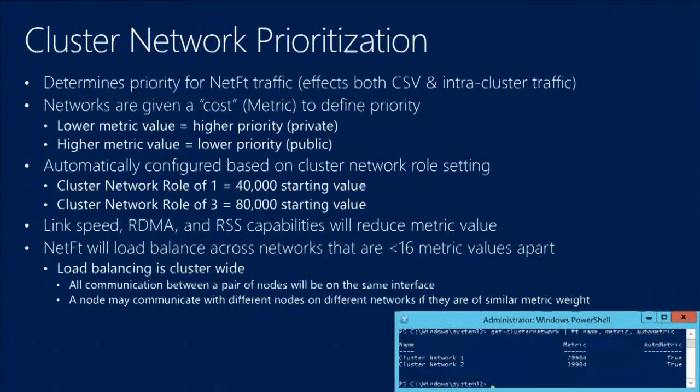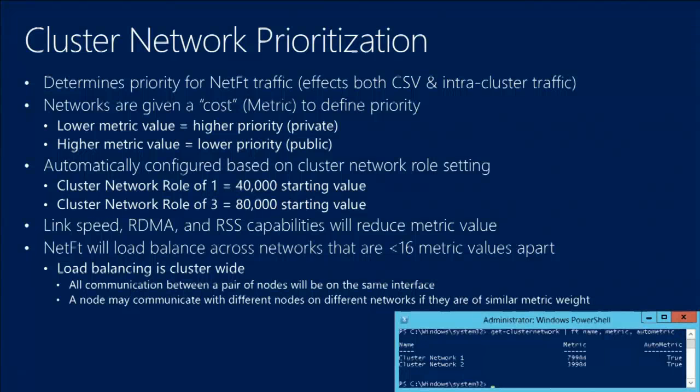So I briefly mentioned cluster network prioritization. Every network that the cluster builds has a metric value. You can consider the metric value equal to the cost of the network. The higher the cost, the lower the priority of the cluster to send traffic on that node, on that network. If it's a private network, meaning it's non-routable and doesn't have a default gateway configured, the cluster gives it a lower cost, and the lower the cost, the higher the priority. And NetFT uses this priority to send the cluster traffic.